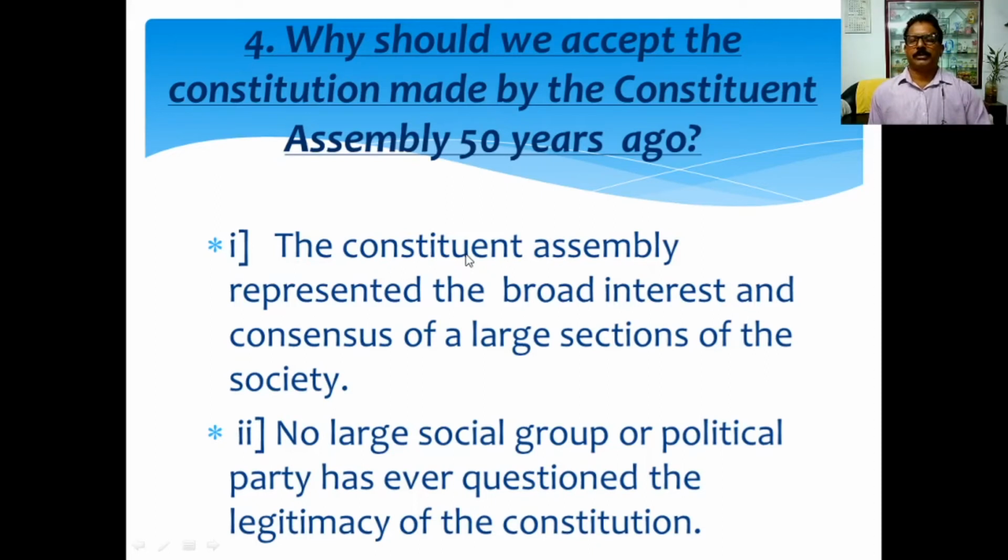A common consensus means a common agreement of large sections of the people, because in the Constituent Assembly there were around 299 members. These members were taken from different religions, languages, based on their caste, class, occupations, etc. There were people from all walks of life, and so they represented the interest and the consensus of large sections of the society. The representatives were taken from all walks of life.